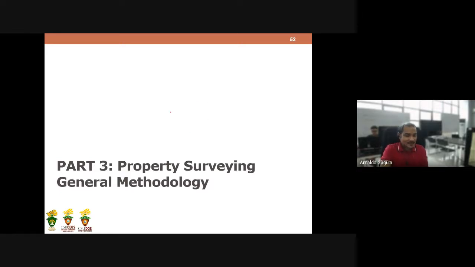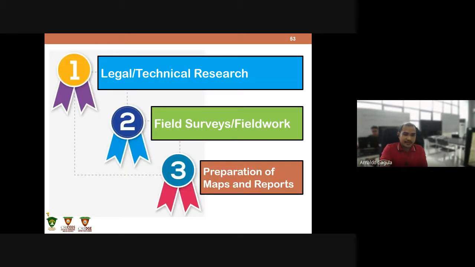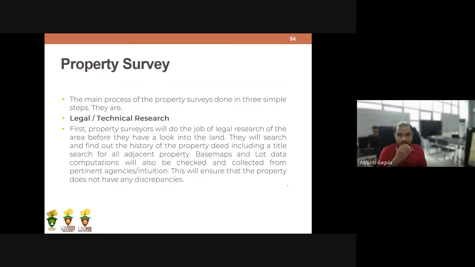Sige. So padayon ko for the part 3. Part 3, which is the property survey general methodology. Say general workflow or general flow chart sa property survey. So when we say property surveying, this involves three major activities. First is the legal and technical research. Two is field surveys, field work na jud. And lastly is the preparation of maps and reports. So isa-isahon. These are the main process of property surveys done in three simple steps.